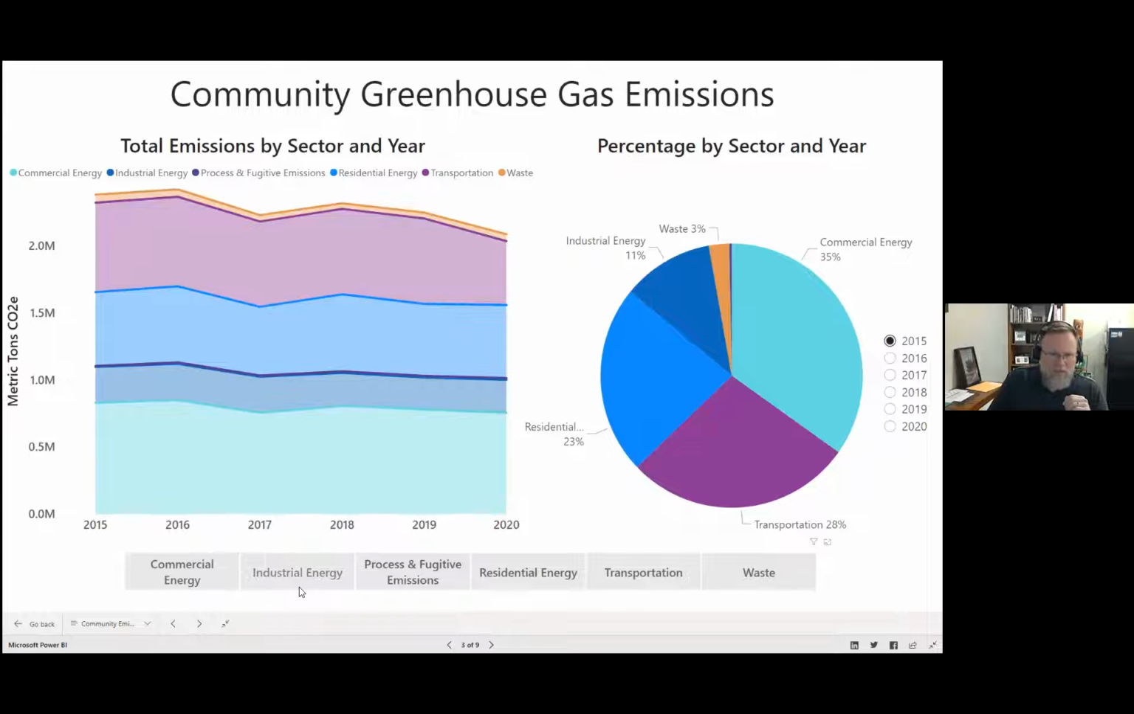In the energy sectors, the way that we measure emissions is through utility data. So we're looking at primarily electricity used and natural gas used. There's also some fuel oil and other minor sources, but it's generally the same. And so we get data on how much electricity was used within the city of Columbia.